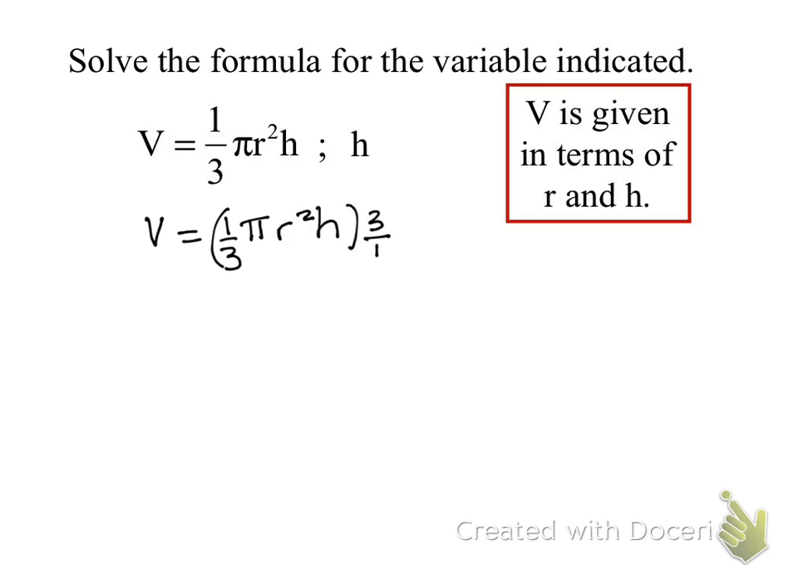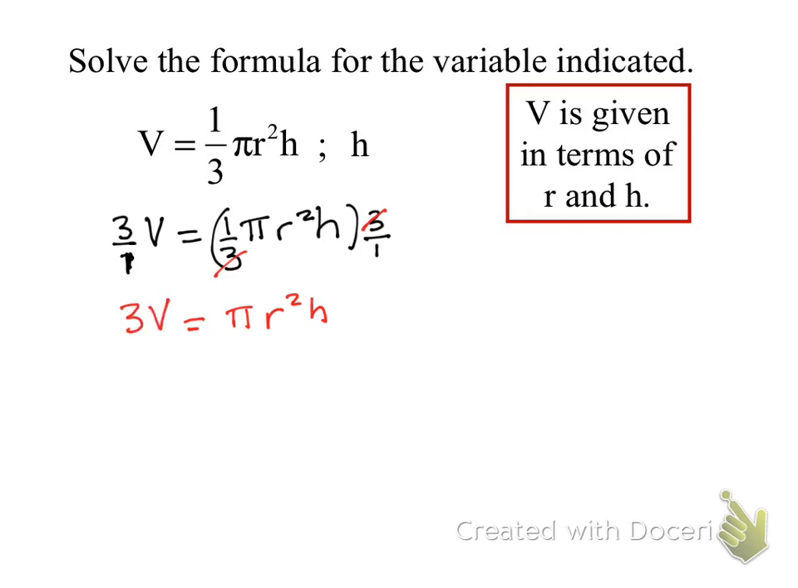Multiply by 3 over 1. Now we can cross cancel, right? And we are left with pi r squared h equals 3v.